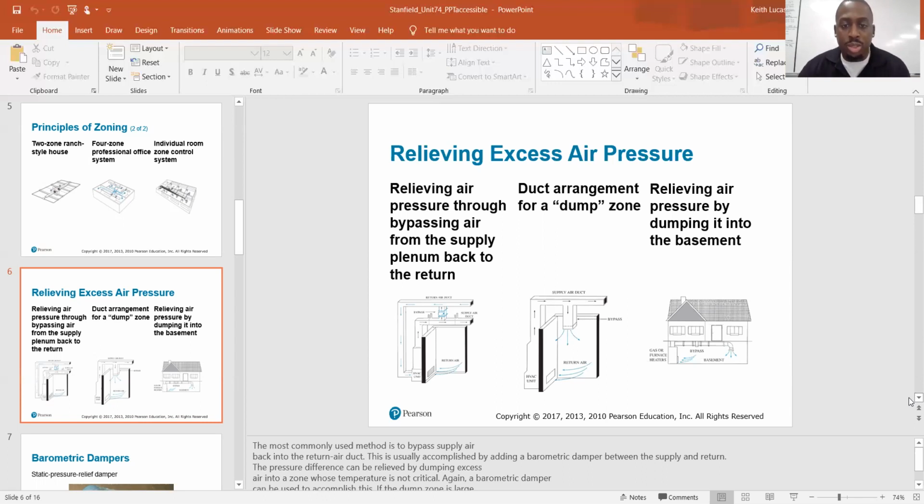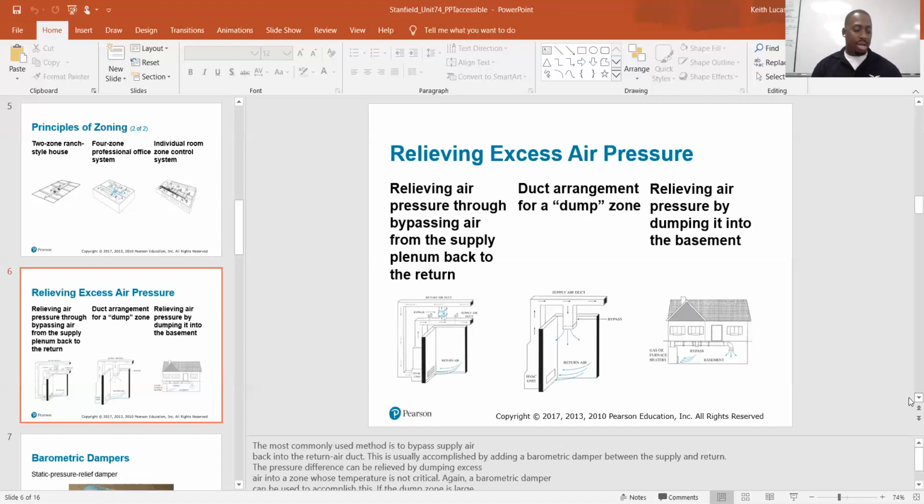So this is usually accomplished by adding a barometric damper between the supply and return. The pressure difference can be relieved by dumping excess air into a zone whose temperature is not critical. So that would be considered a dump zone. That is an alternative to doing a bypass duct.